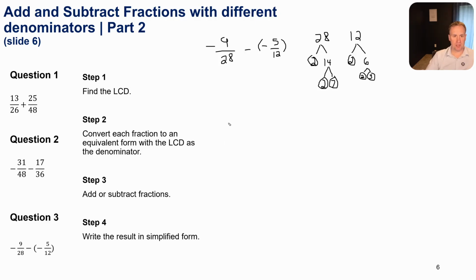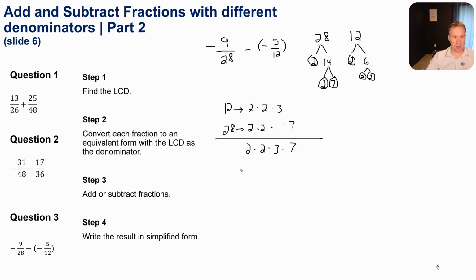Okay, so then if I was to line these up, 12 is going to be 2 times 2 times 3. 28 then is going to be 2 times 2 times 7. So dropping these down, I have 2, another 2, a 3, and not a 2, and a 7. Okay, so 2 times 2 is 4, 4 times 3 is 12, and 12 times 7 is 84.